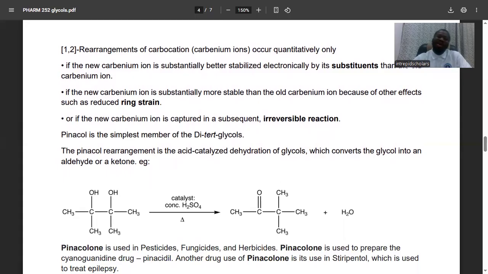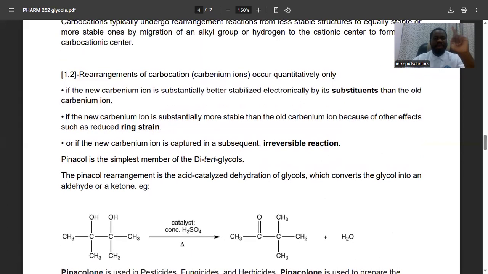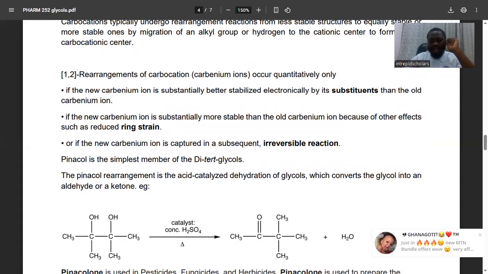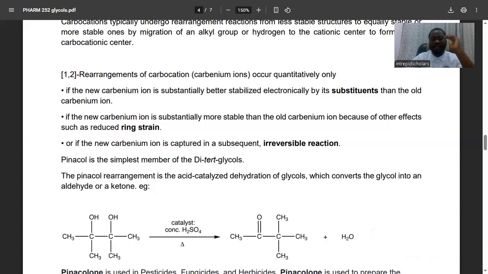Let's read. The 1,2 rearrangement of carbocation, carbenium ions occur quantitatively only if the new carbenium ion is substantially better stabilized electronically by its substituent than the old carbenium. Now let's take note of the first reaction here. So the first point here, because that is the point that will be of importance to us in the chemistry that we are about to talk about, the one down there.